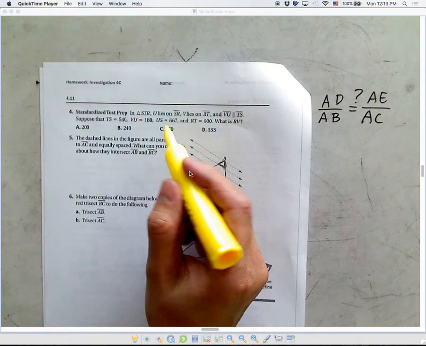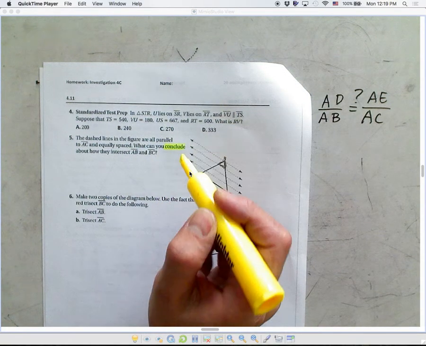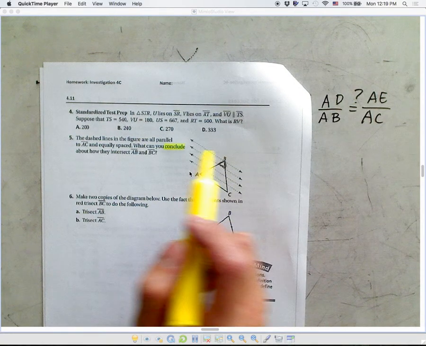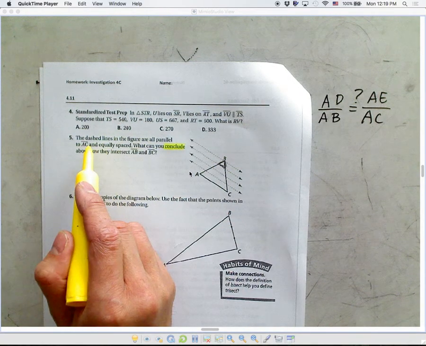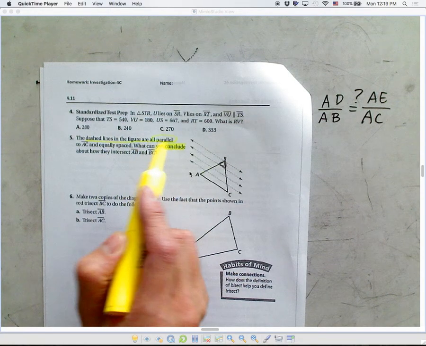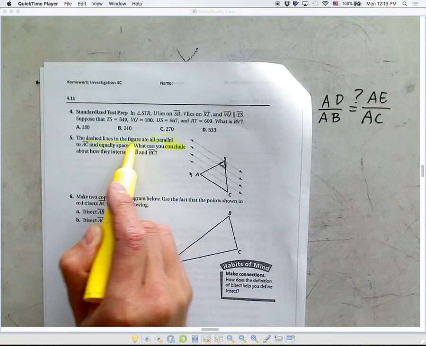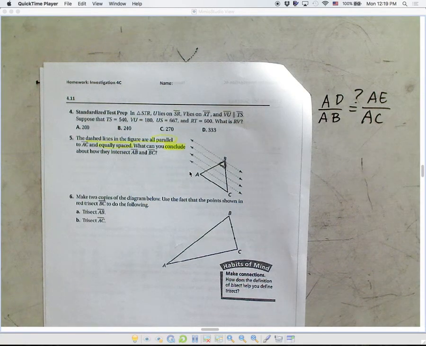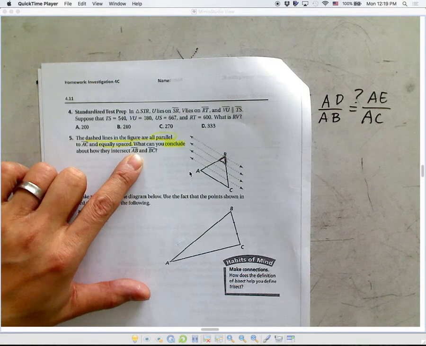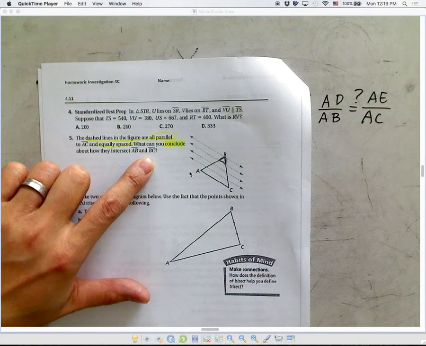So the goal of this problem is to find the conclusion from the given information, right? The given information is all the dashed lines are parallel and equally spaced. So that implies the side splitter theorem. So therefore, they intersect segment AB and segment BC proportionally.